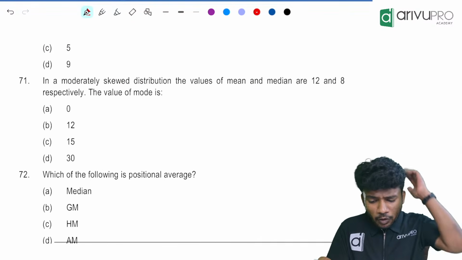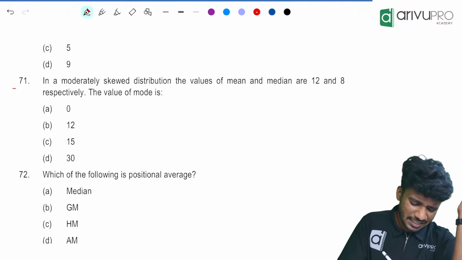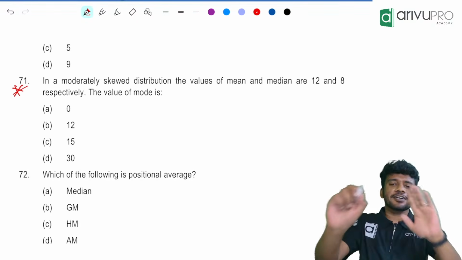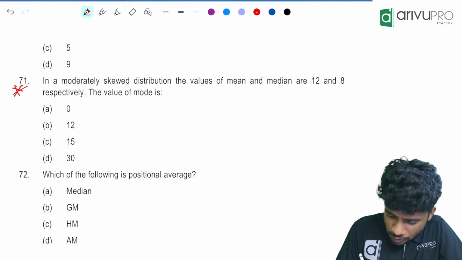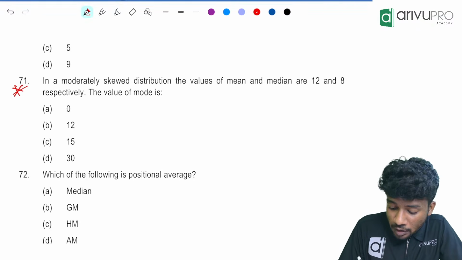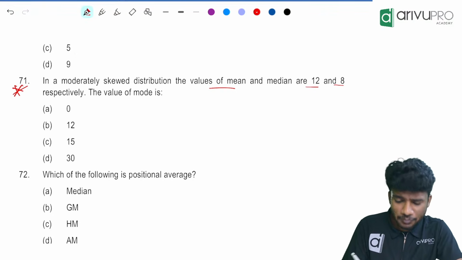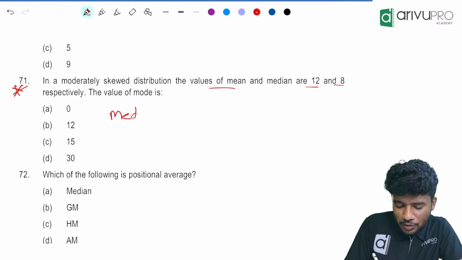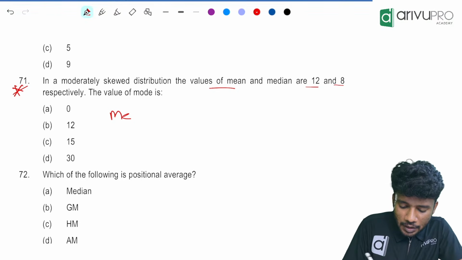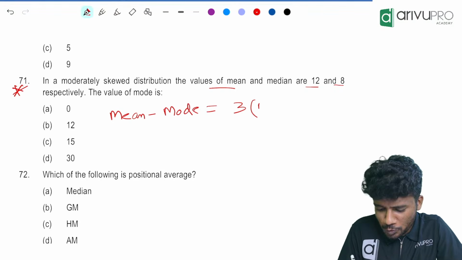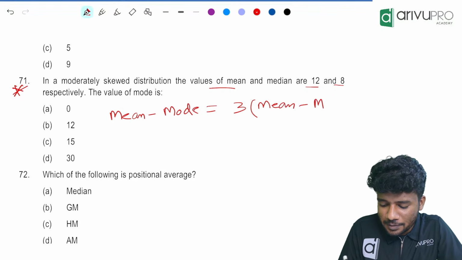Next one. For a moderately skewed distribution, I am telling you that there will be a question based on this in your examination also. It will be there no matter what. For a moderately skewed distribution, the values of mean and median are 12 and 8 respectively. Find the value of mode. What is the formula? Mean minus mode is equal to 3 into mean minus median.